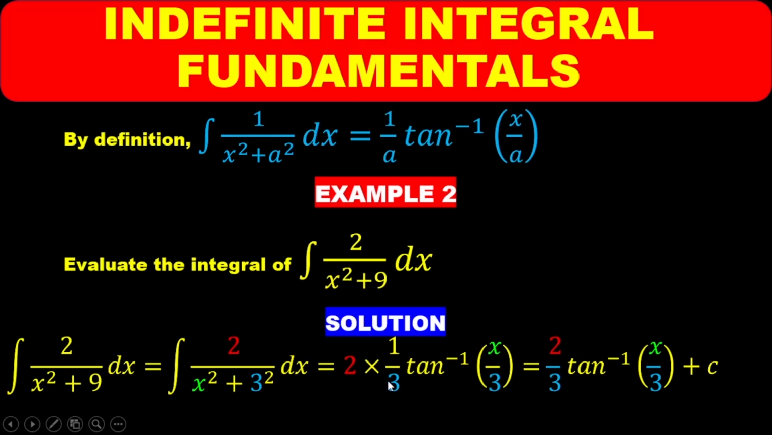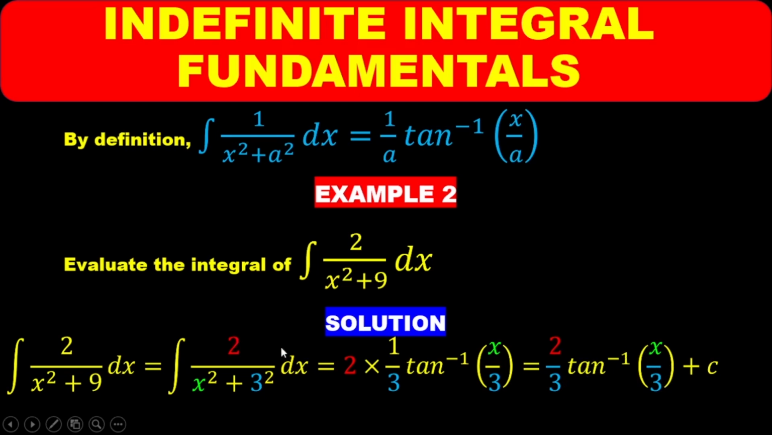And then when we strike it out, you see that 2 times 1 will give us 2. We have it here. And then divided by 3. So we have it here. That means when we simplify this, we are actually getting 2 over 3 tan inverse of x over 3 plus c. Now look at the colors very well.